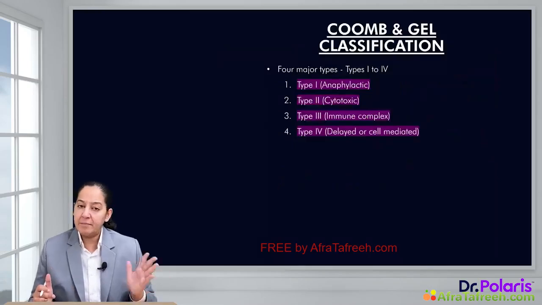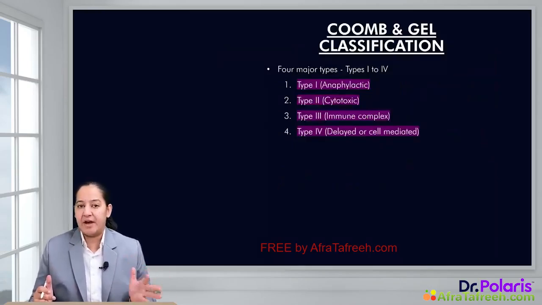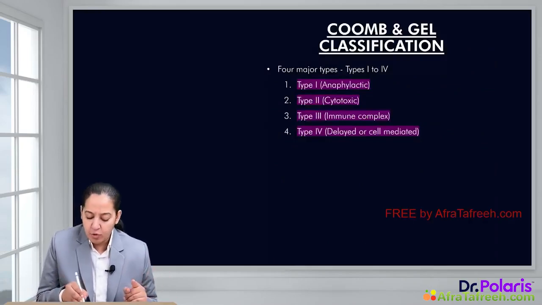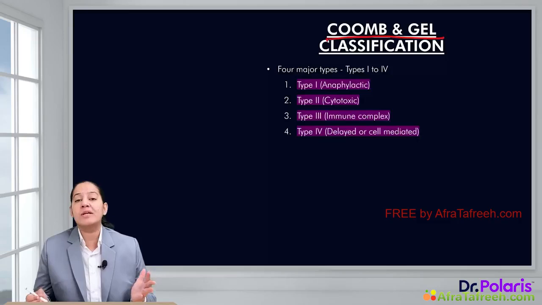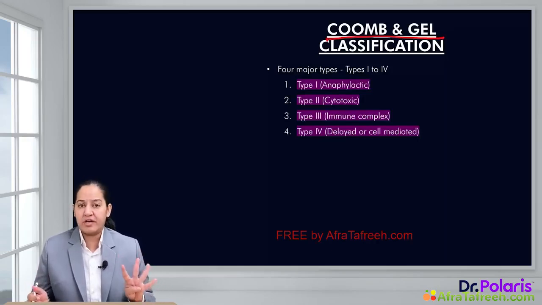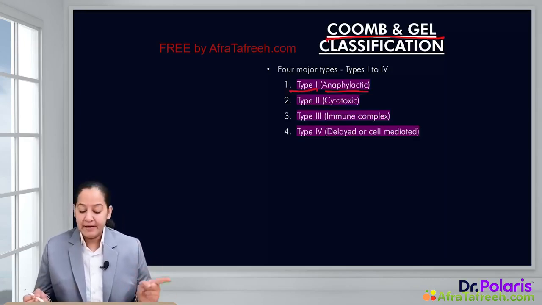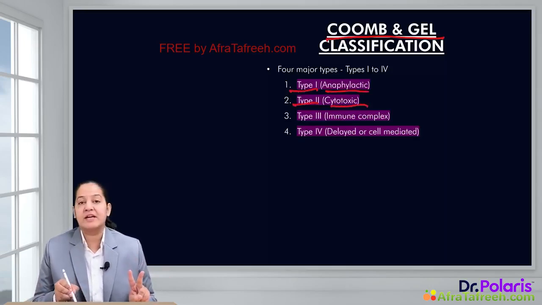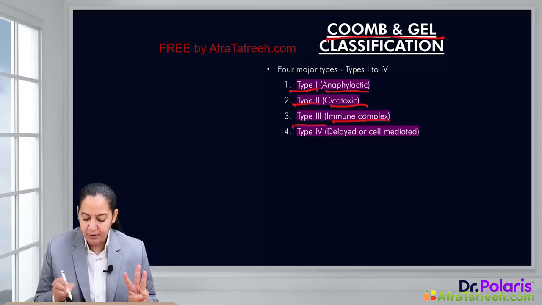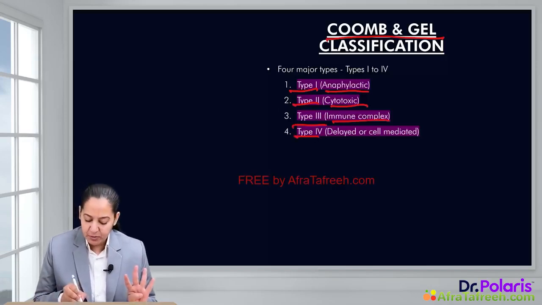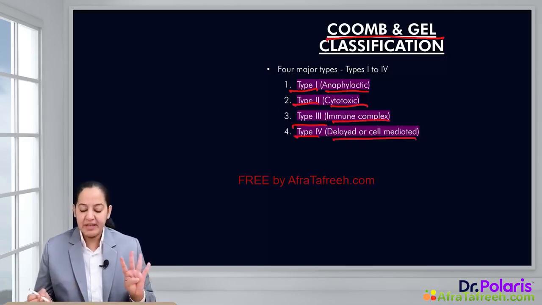Now coming to the second type of classification of hypersensitivity, which is given by Coombs and Gell. That's why it is known as the Coombs and Gell classification. According to the Coombs and Gell classification, hypersensitivity is of four types: Type 1, Type 2, Type 3 and Type 4. Type 1 is known as anaphylactic. Type 2 is known as cytotoxic. Type 3 is known as immune complex. And Type 4 is known as delayed or cell mediated. These are the four types of hypersensitivity.